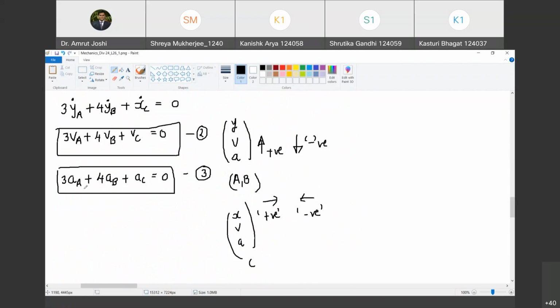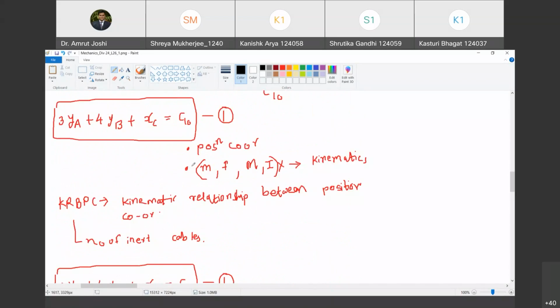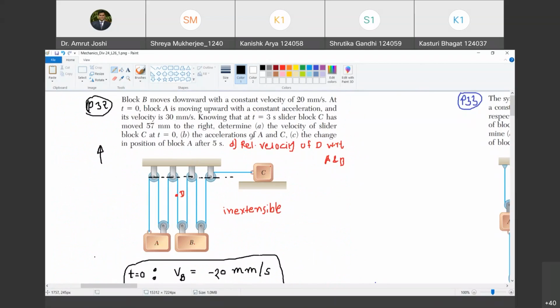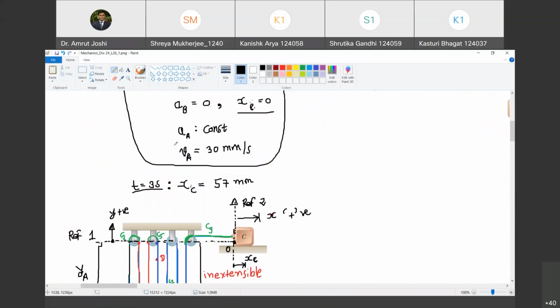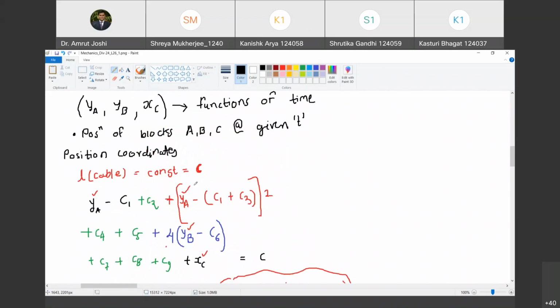Now, these are the three equations that we have written based on the KRBPC. Are you with me? Yes, sir. Okay. Now we will try to look at the question. So what is asked in the question? The velocity of slider block C. So we have to determine the velocity of slider block C at time t equal to 0. Are you with me? Yes, sir. What is the information that we have at time t equal to 0? At time t equal to 0, we have velocity of block A and velocity of block B. Are you with me? Yes, sir.